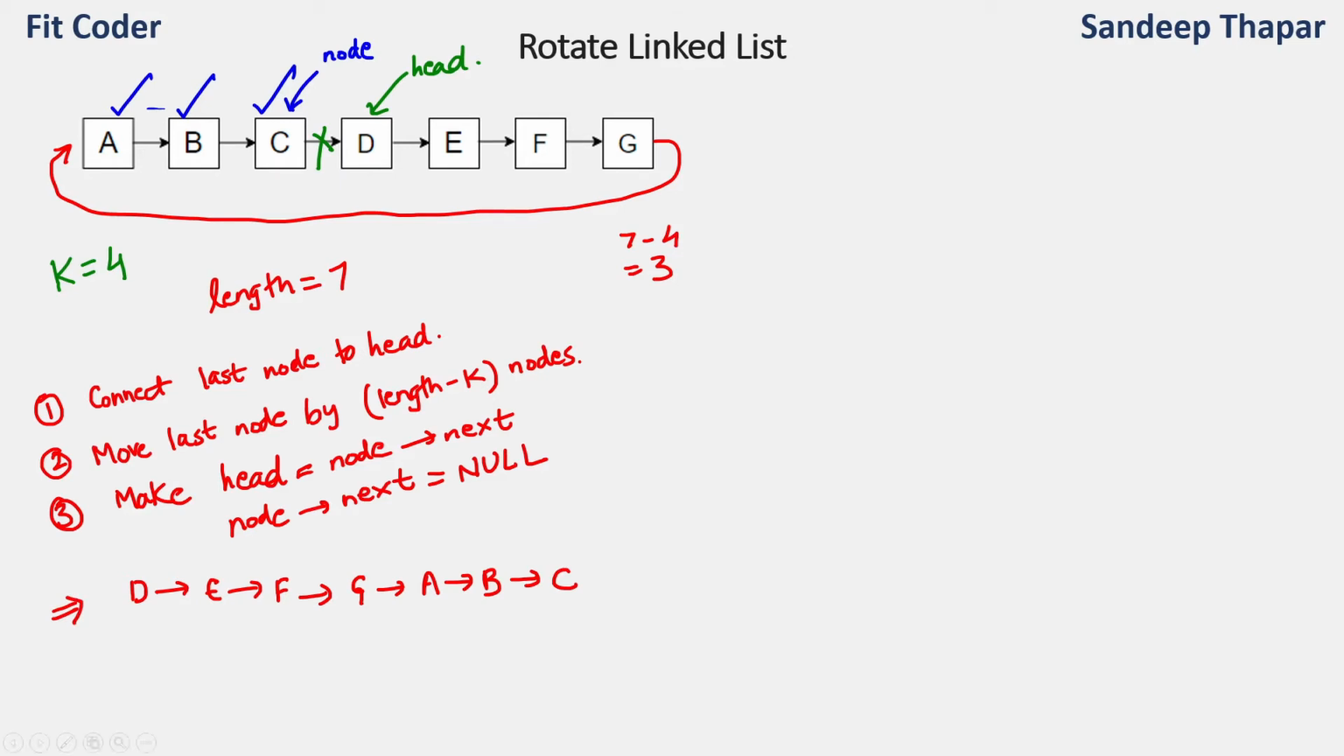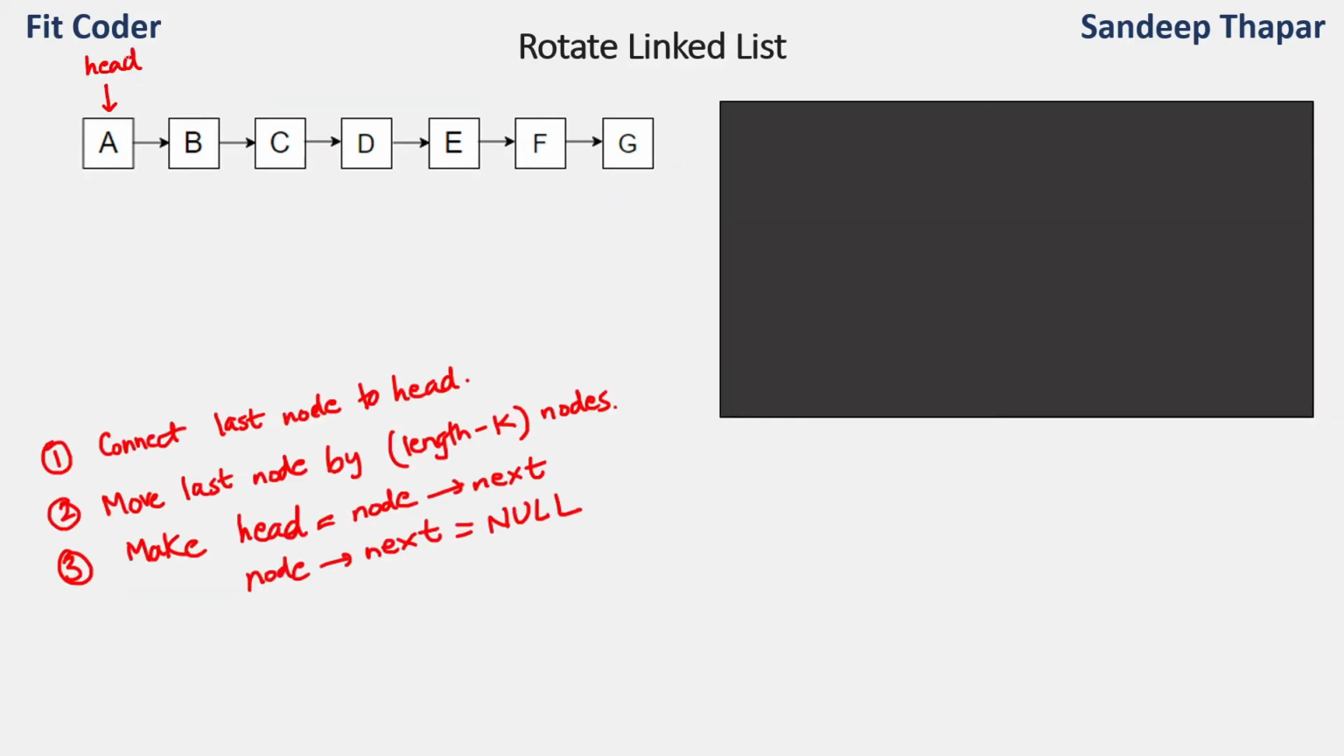So if we just write the steps in the algorithm. Let's say we have this function rotate right, which takes two parameters: the head of the linked list and the digit k by which we have to rotate the linked list to the right. First we have to find out the last node of the linked list and the length of the linked list. So let's say we have a function find last node which gives us these two values.